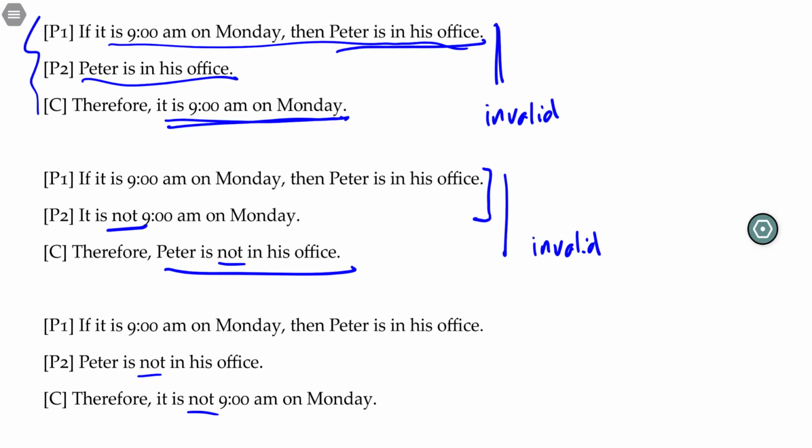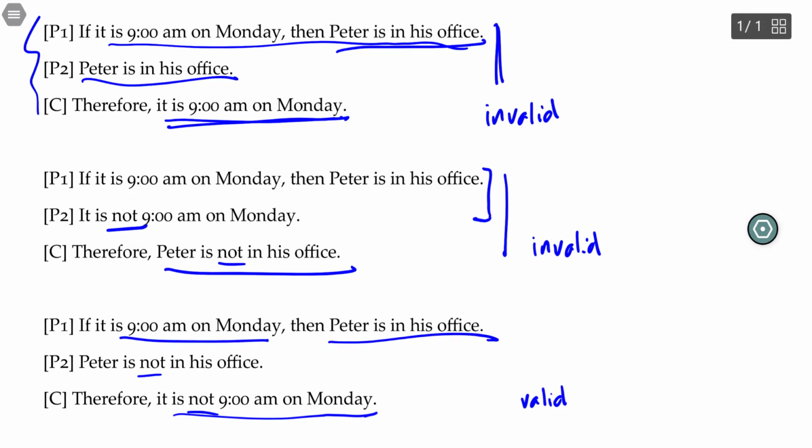Okay, and then the last one. If it is 9 a.m. on Monday, then Peter is in his office. Peter is not in his office. Therefore, it is not 9 a.m. on Monday. Okay, so this one is valid. So our rule says that if it is 9 a.m. on Monday, then Peter has to be in his office. Since he's not in the office, it can't be 9 a.m. on Monday. If these two premises are true, then this conclusion has to be true. So that's valid.